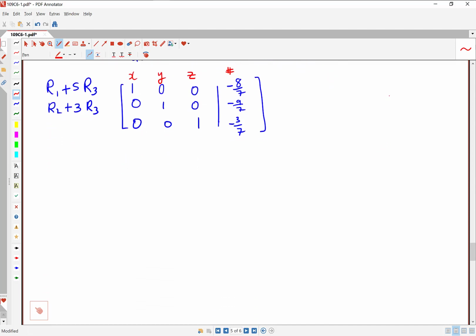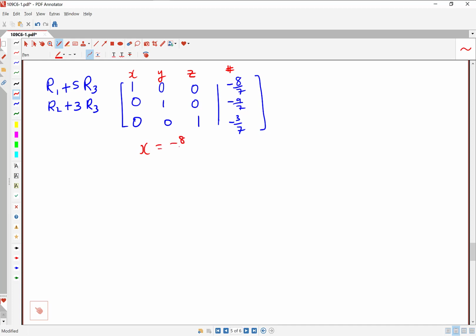So if we just read off the solution here, top row says X is equal to -8/7, Y is equal to -9/7, and Z is equal to -3/7. So you can leave your answer like that, or if you prefer, you can write an ordered triple, where you go X, Y, Z equals, and then just fill in your values that way. So that's another example of Gauss-Jordan elimination done.